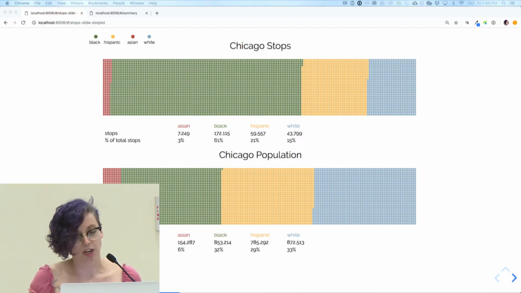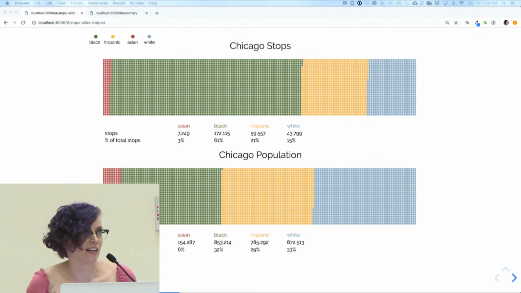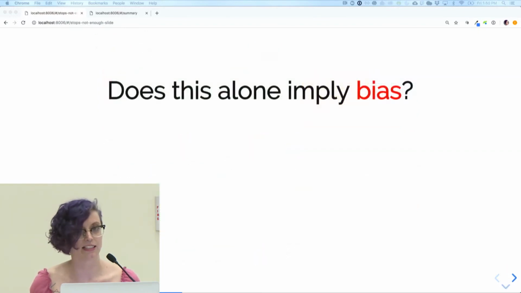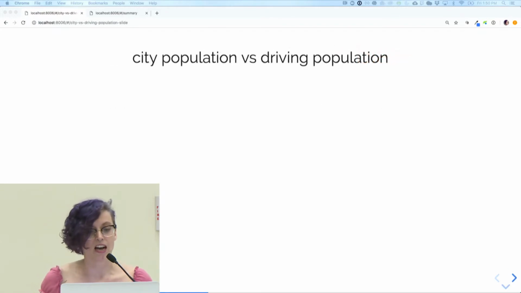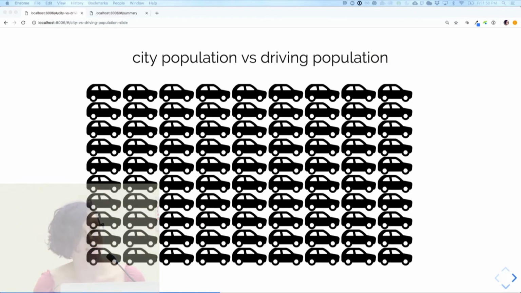What people often want to do when they see something like that is create a stop rate and visualize it. They want to see what the stop rate is. But there are a lot of problems with creating this stop rate and using that alone to imply bias. So I'm going to talk about some of those issues. One issue is that the driving population does not equate to the city population.